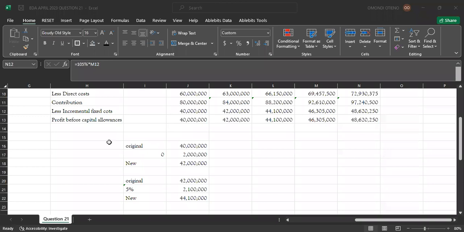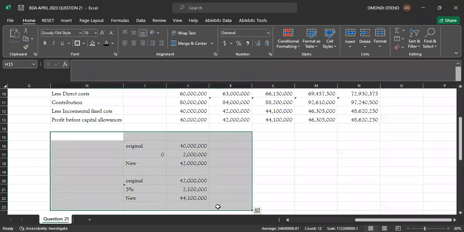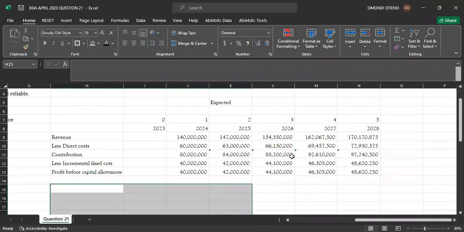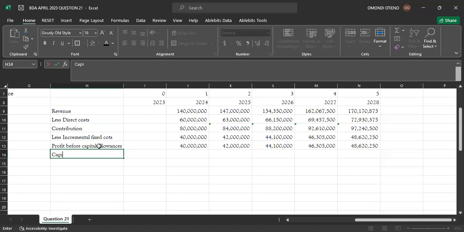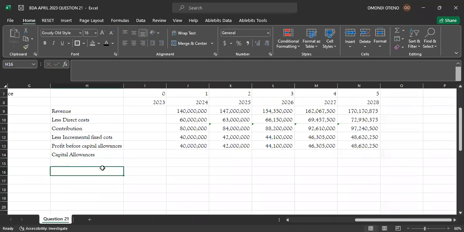Then, so that's the trend. Actually, that's the trend. So let's now get to this point here. We have profit before capital allowances. The next thing that you're supposed to have here is what we call the capital allowances. Capital allowances is what we are going to subtract.